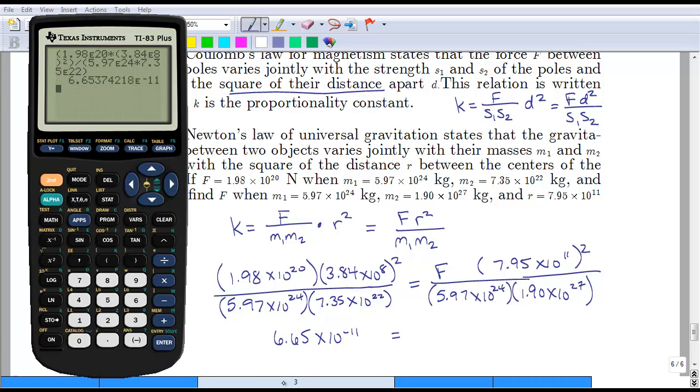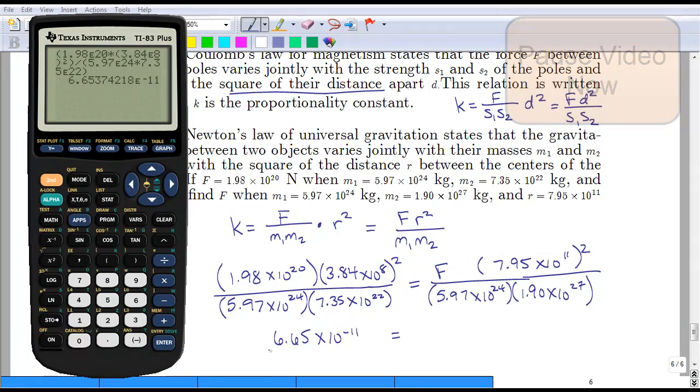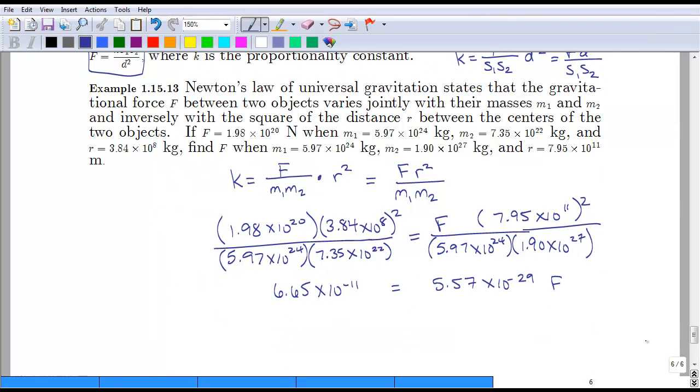I want you to practice now. Pause the video and practice how you would put this in for the right-hand side. So in this case, we only have the 7.95 times 10 to the 11th squared divided by both of those numbers. And again, remember your parentheses. So you should have found on this other side that you get 5.57 times 10 to the negative 29th times F. So now we need to divide these two by the 5.57 times 10 to the negative 29th.